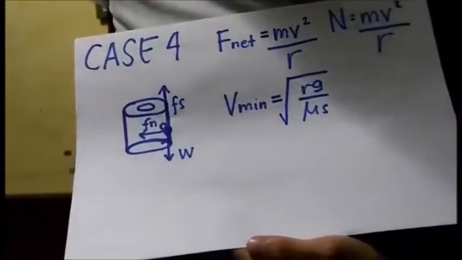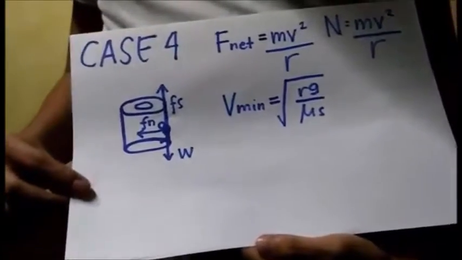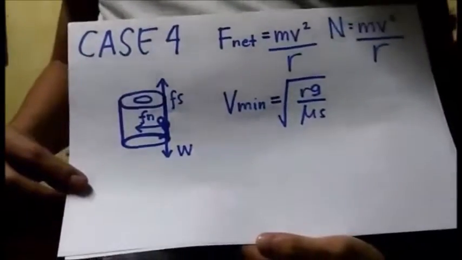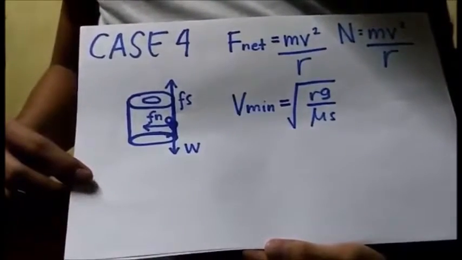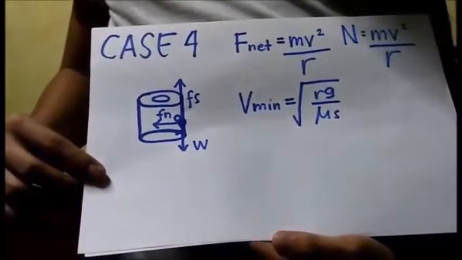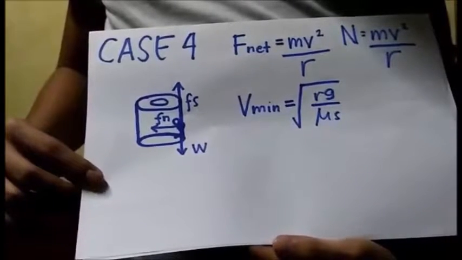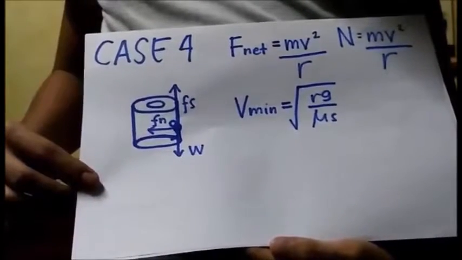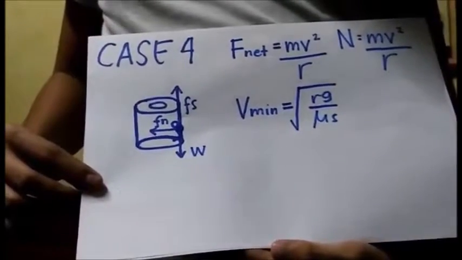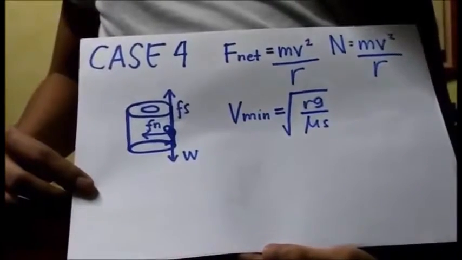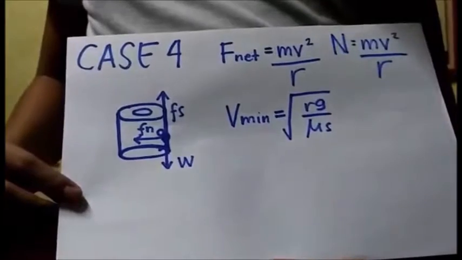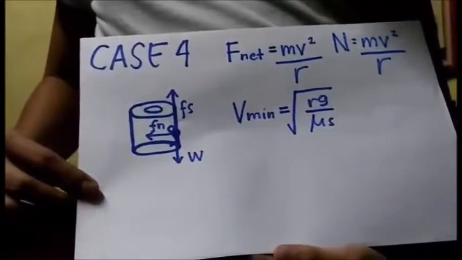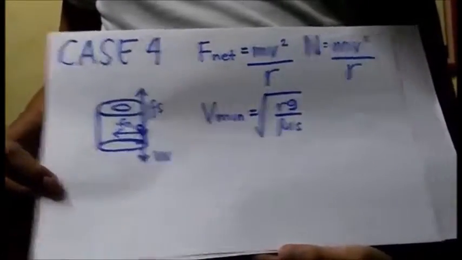Case 4 is when a person is leaning on a wall while spinning inside a rotor. The formula is F net equals mv squared over r. And to find the minimum v, it is equal to the square root of the radius times gravity divided by mu of s, which is the coefficient of static friction.